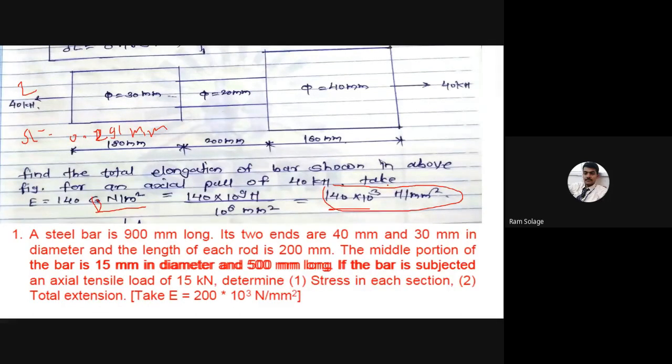This is a problem similar to problem number 1, but in problem number 1 they are giving the diagram. But in this problem, that is problem number 3, they are not giving the diagram. How to draw the diagram? Now read the problem carefully.